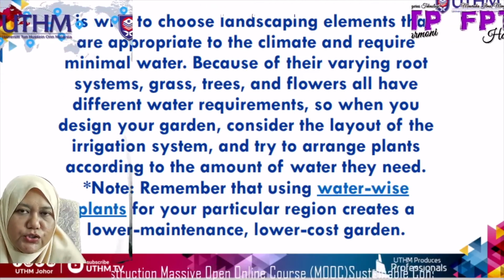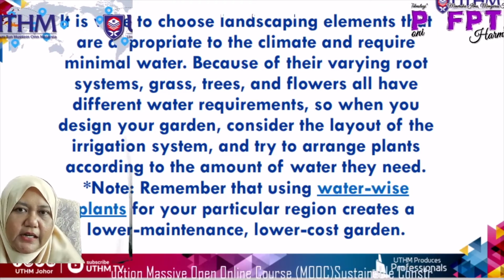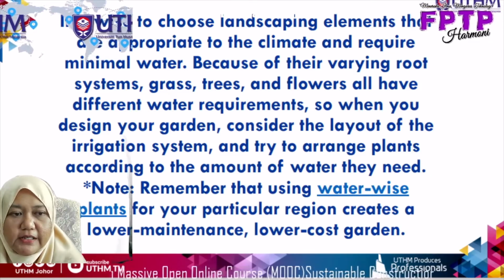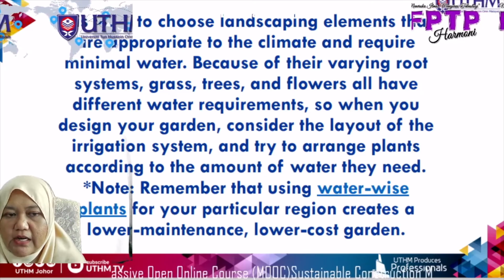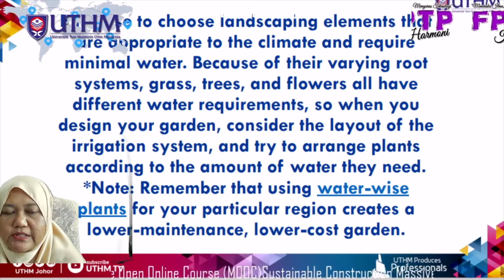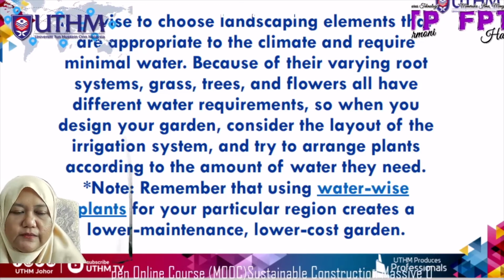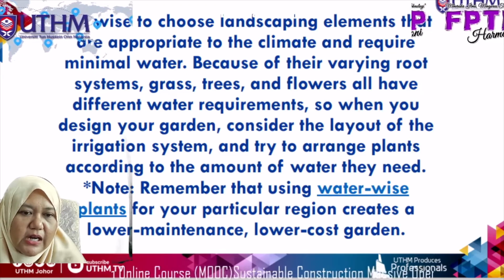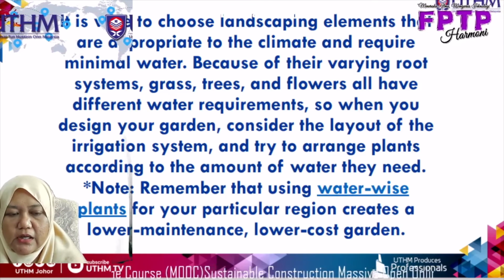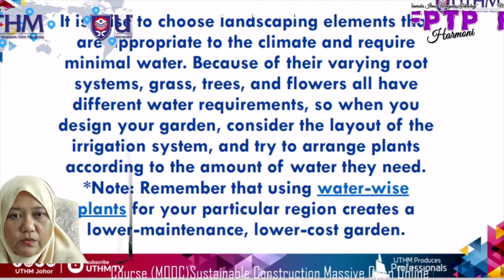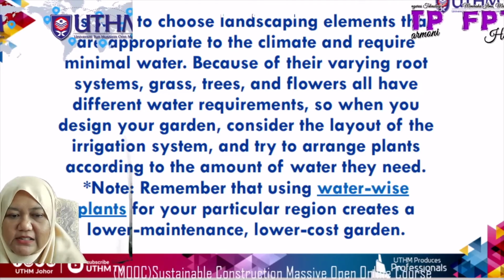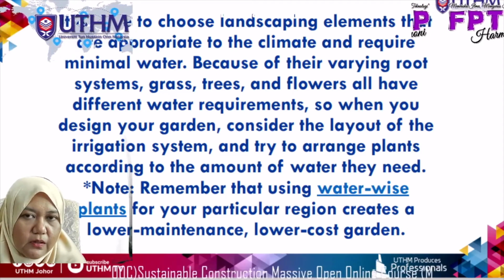It is wise to choose landscaping elements that are appropriate to the climate and require minimal water because of their varying root systems. Grass, trees, and flowers all have different water requirements. So when you design your garden, consider the layout of the irrigation system and try to arrange plants according to the amount of water they need. Remember that using water-wise plants for your particular region creates a lower maintenance, lower cost garden.